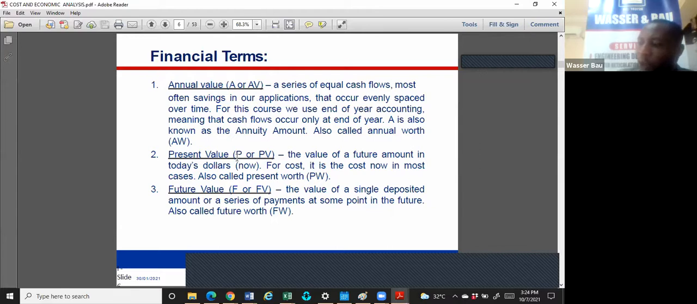Let's say you bought your iPhone for 300,000 2 years ago. That is not the present value of the iPhone. The present value of the iPhone is the value as at today. Let's say you built a house with 30 million naira. That is the present value of that house. In the future, that house might be worth 50 million. But the present value as at today is 30 million. So that is the present value.